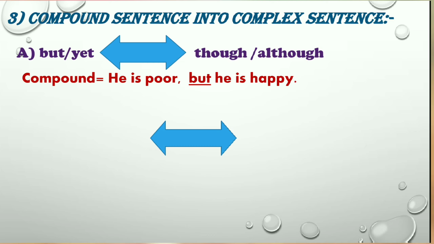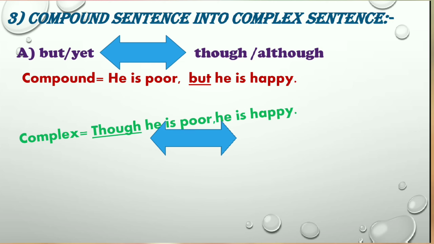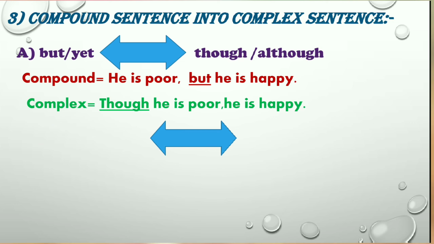Here but is used because it is a compound sentence. Now we will make a complex sentence by using though: Though he is poor, he is happy. So by using but or yet, our compound sentence is ready. By removing but or yet and using though or although, we can have our complex sentence.